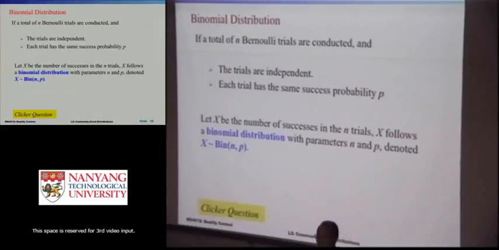So for a random variable, for a random person, he either crosses the line by his left leg or the right leg, and the probability is 50-50. So each trial is independent. The first person and the second person, we cannot predict. And each trial has the same successful probability. So for each person, they are all 50-50, right?